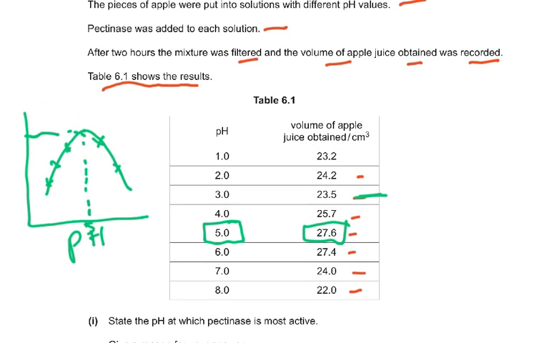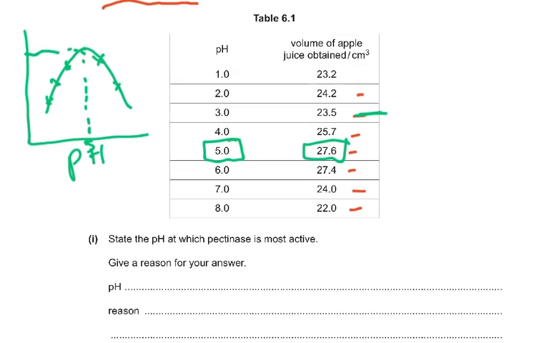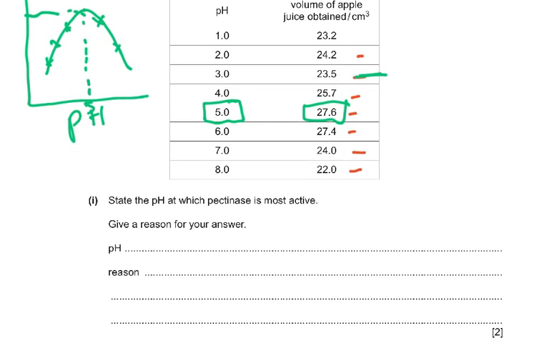You see, after 2 hours, the mixture was filtered. So we let this whole thing remain, the apples and the full solution of the pH, and of course the pectinase in it. Now let's look at: state the pH at which pectinase is most active. Now that is 5.0.